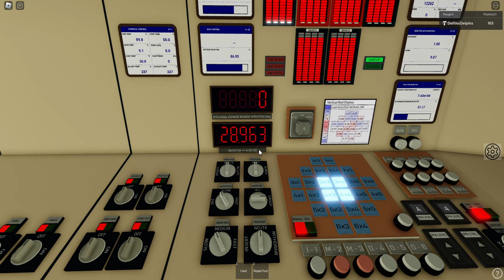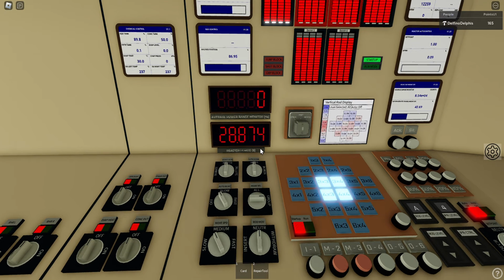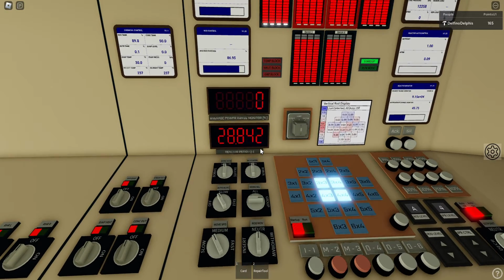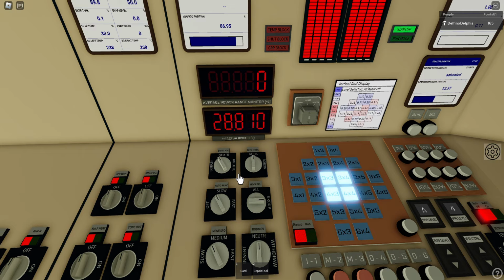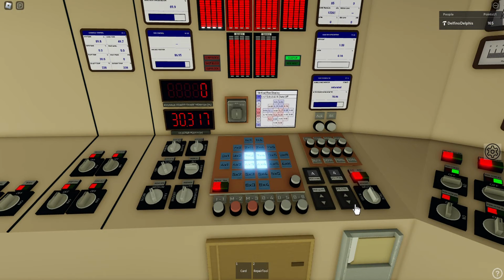Okay, this is interesting. The period is dropping now. Looks a bit scary. So maybe let's put some boron into the core. As you can see, when I am injecting boron, period rises. Okay, level 5.